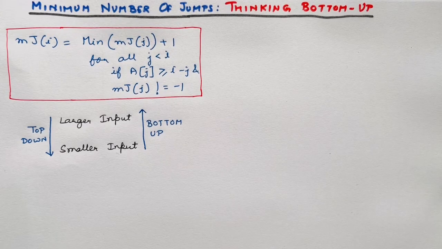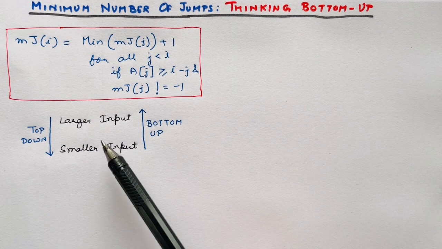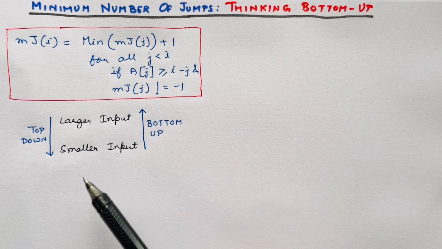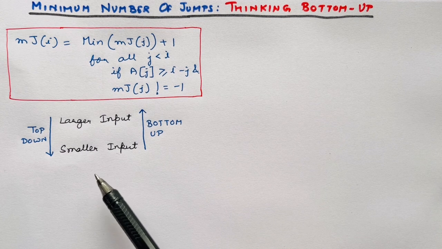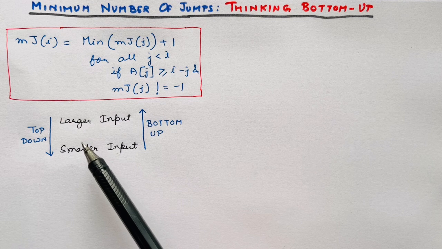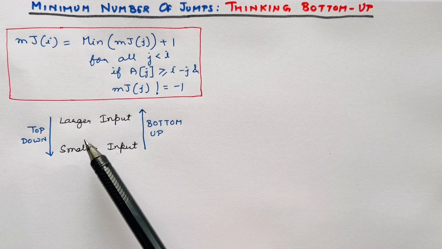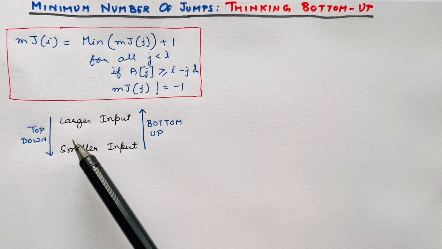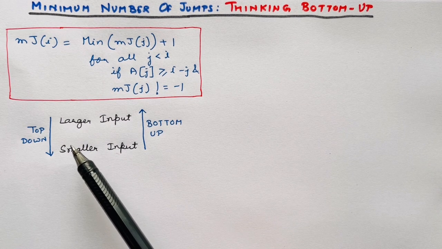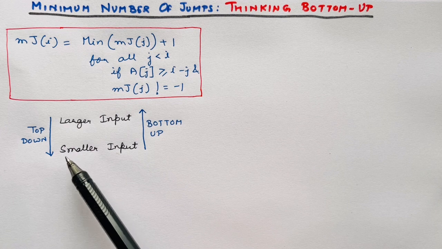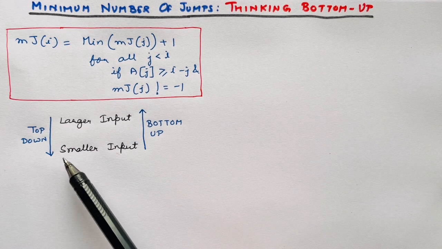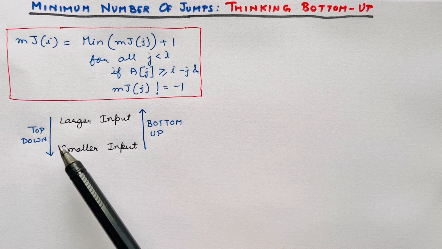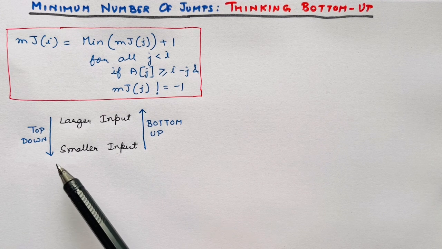So what is the bottom-up approach? In the top-down approach, we start from larger input and progress towards smaller input. What does that mean? That means that we start with the input that is given to us in the question. We call our recursive method first with that input, and then as the recursion progresses, the input goes smaller and smaller till we reach the base condition where we get our answer. So this is how the top-down approach progresses.